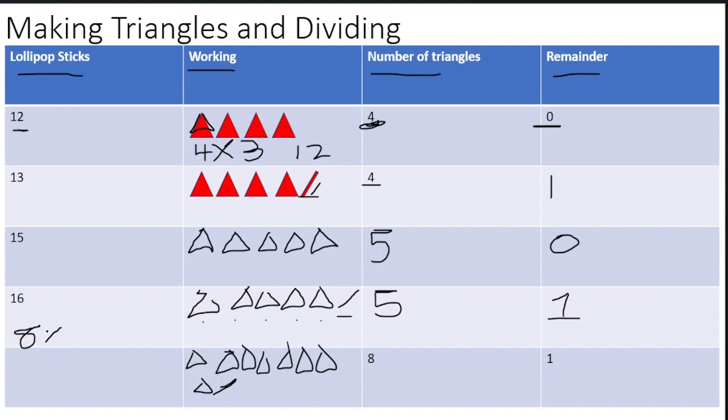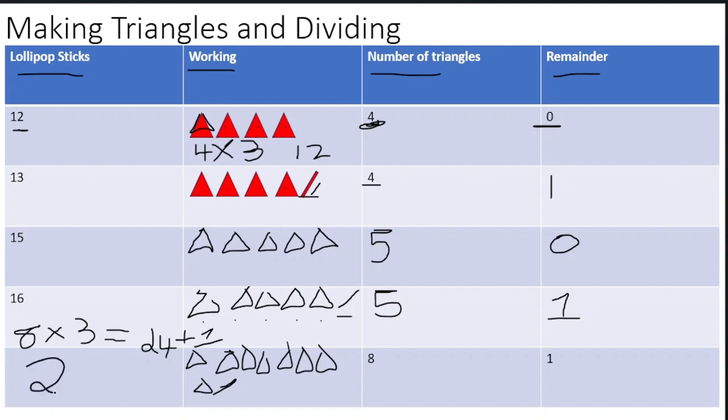Let's count up in our 3 times tables to 8. We have 3, 6, 9, 12, 15. That's 5 times 3, 15. Then we have 15, 18, 21, 24. So 8 times 3 is 24. And then we have our remainder of 1 that we can't forget about. So 24 plus our 1 gives us 25.